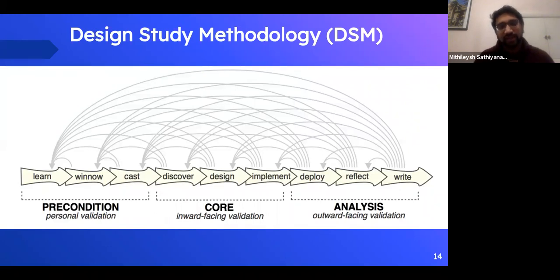You start with stage one, then you start working on it. From stage one to stage two, you go back, iterate over, and make sure everything is good. Then you go to the third stage, and again you look into stage one and stage two. That's how it keeps going. It's a completely iterative process. So you start with precondition, then move to core, and then you start analyzing. And the last stage is the dissemination. You submit to a conference or a journal, or you apply for patents, and that's the final stage.